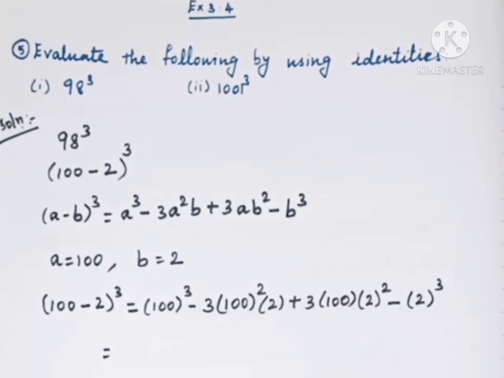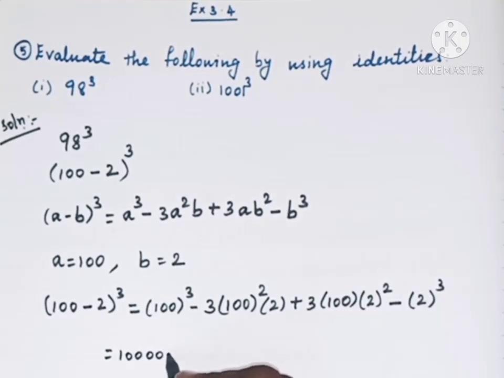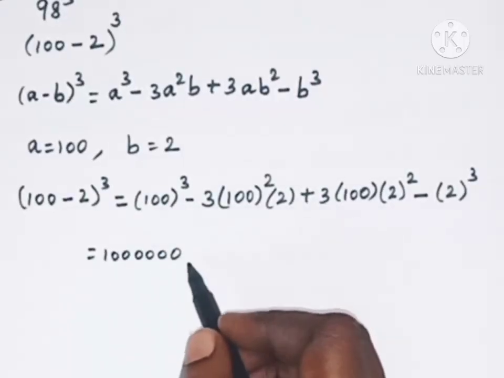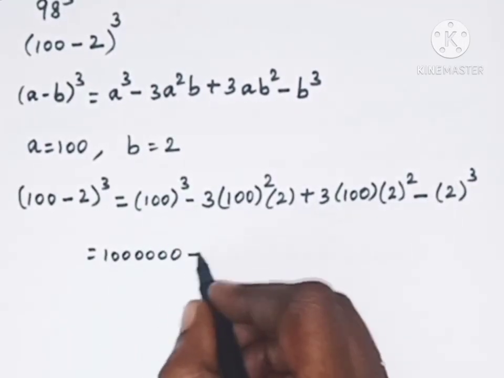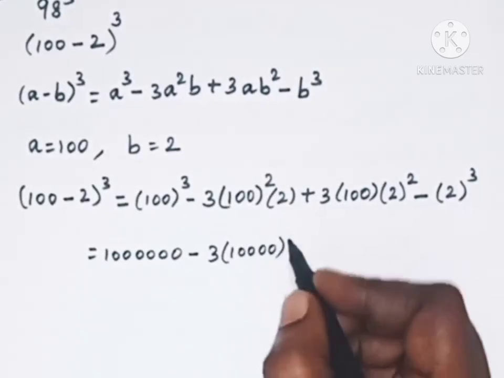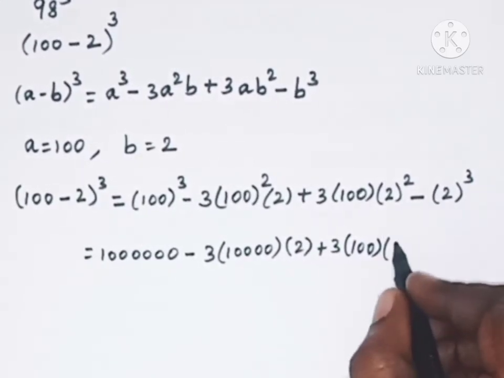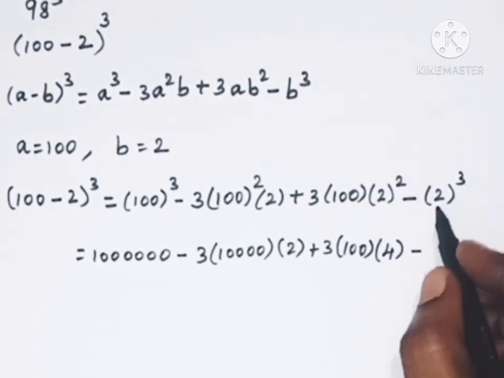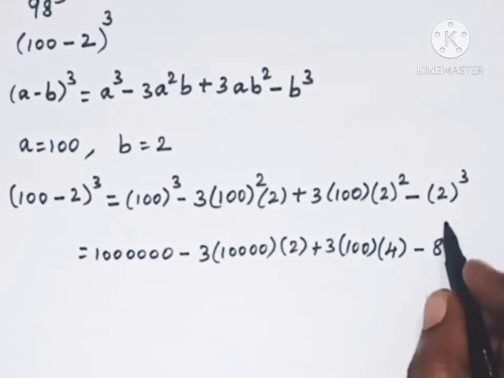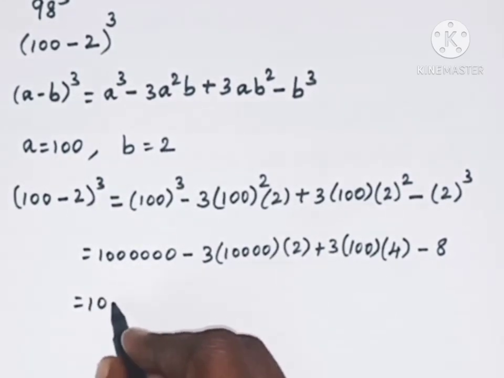Now we have to simplify this equation. 100 cube is 100 into 100 into 100, which is nothing but 10 lakhs. Minus 3 into 100 square, which is 100 into 100, so 10,000, into 2, plus 3 into 100 into 2 square, which is 2 2s are 4, minus 2 cube. 2 cube is nothing but 2 into 2 into 2. 2 2s are 4, 4 2s are 8. 2 cube can be written as 8.